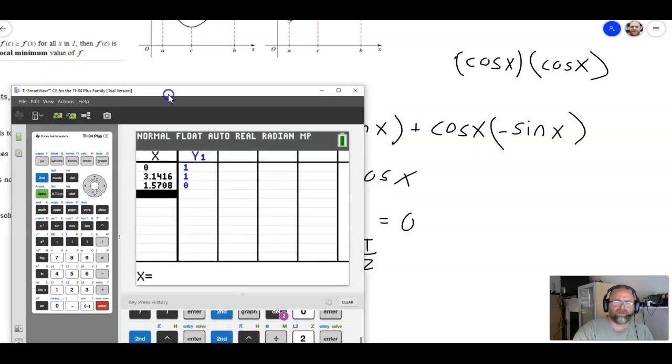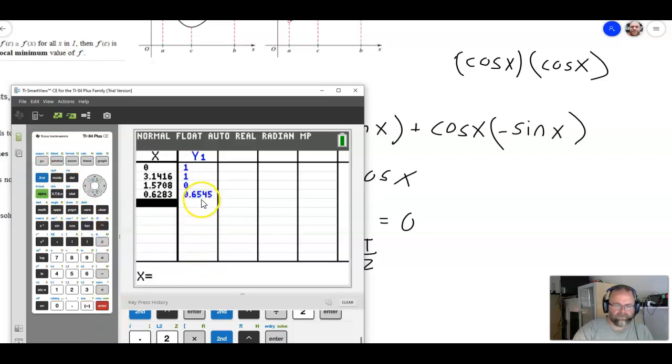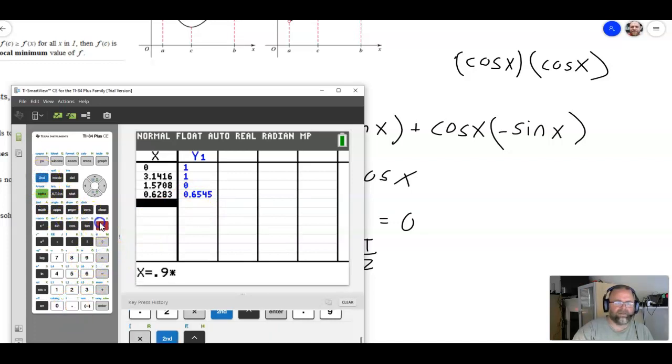Let's just try it to make sure. Let's say we took like 0.2 times pi, which is in that interval there. 0.2 times pi, second pi, and we get something between 0 and 1. Let's try 0.9 times pi, and sure enough we get something between 0 and 1. So our absolute maximum occurs at 0 and pi, and our absolute minimum occurs at pi over 2.